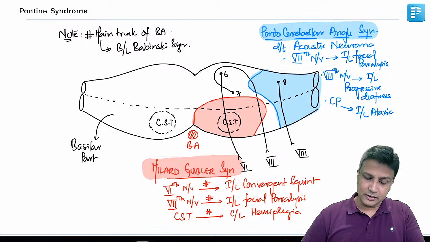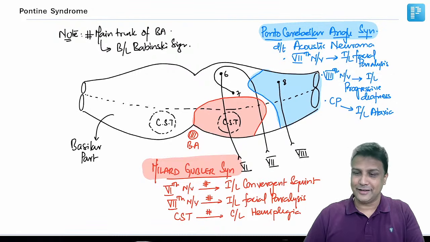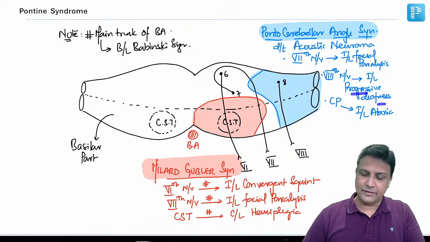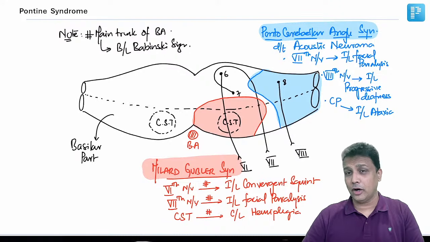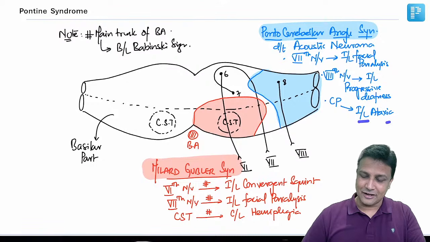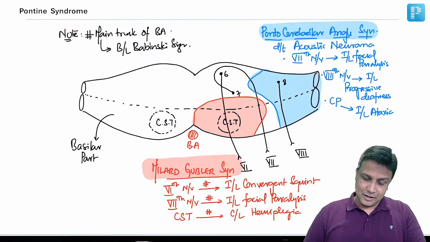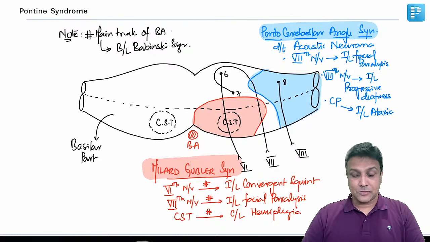Now, what is involved here? The seventh nerve is involved here. Of course, it will lead to ipsilateral facial paralysis. The eighth nerve, vestibulocochlear, will also be involved here. It will lead to progressive deafness actually. And along with that, the cerebellar peduncles are also involved, which connect with the cerebellum there. Of course, it will lead to what? Ipsilateral ataxia will occur. So all these things happen in the pontocerebellar angle syndrome.